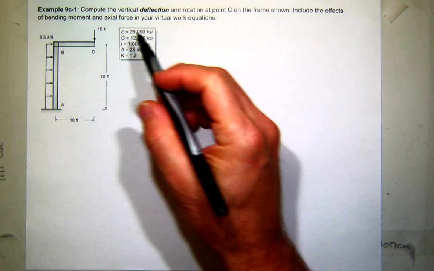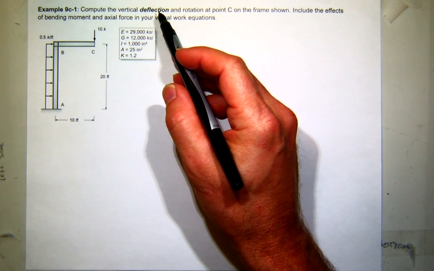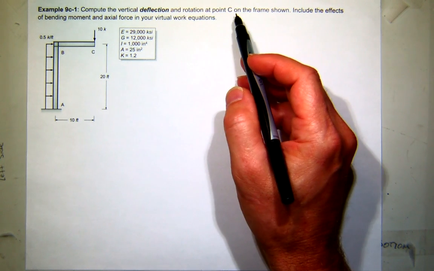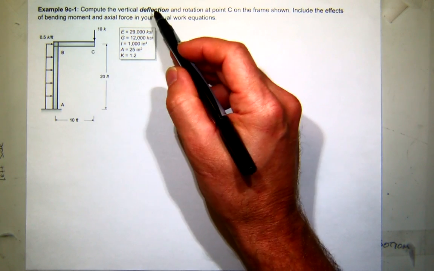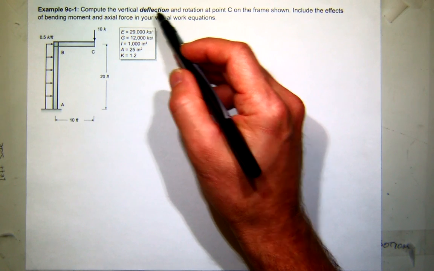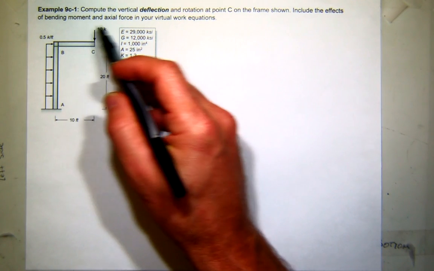All right, so in this problem, we want to compute the vertical displacement and rotation at C, which is out here at the end. We'll just go for the deflection first. We want to include the effects of bending and axial force.